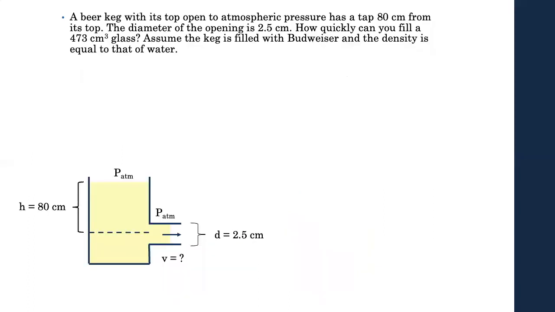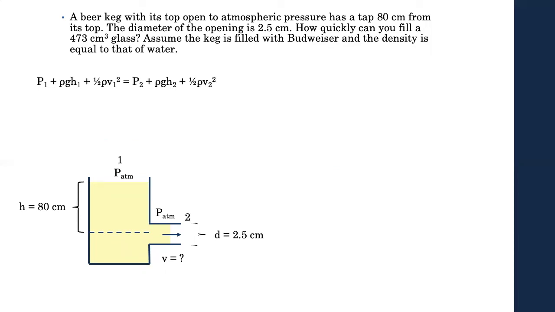Let's do another question about fluids. A beer keg with its top open to atmospheric pressure has a tap 80 centimeters from its top. The diameter of the opening is 2.5 centimeters. How quickly can you fill a 473 cubic centimeter glass? Assume that the keg is filled with Budweiser and that the density is equal to that of water. And I will give you Bernoulli's equation because you'll need it.